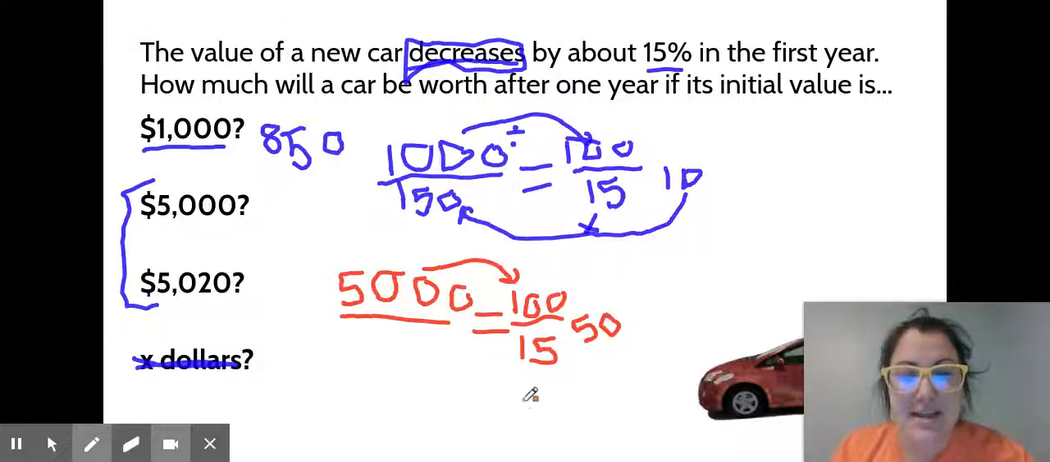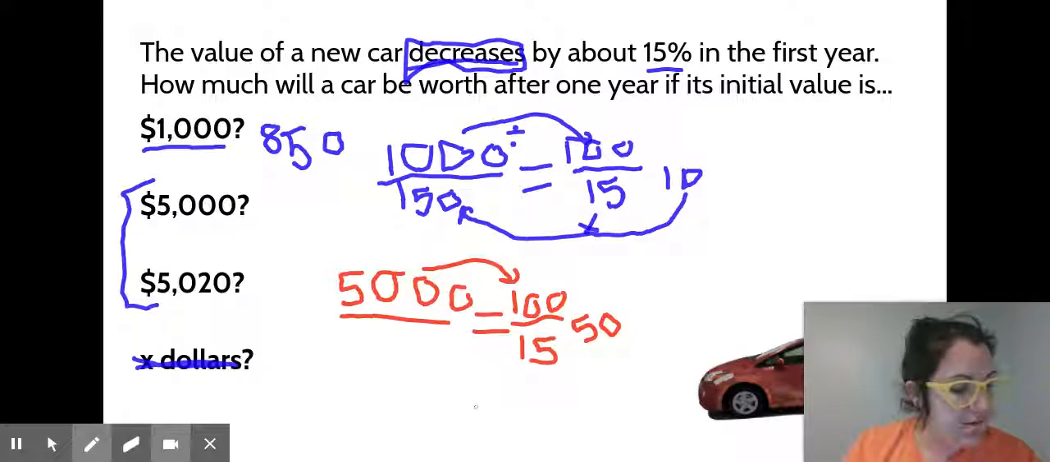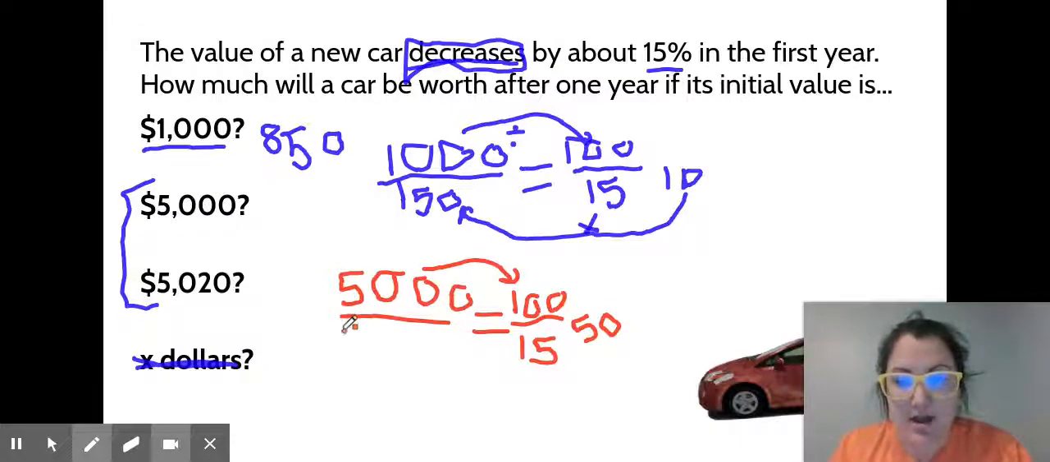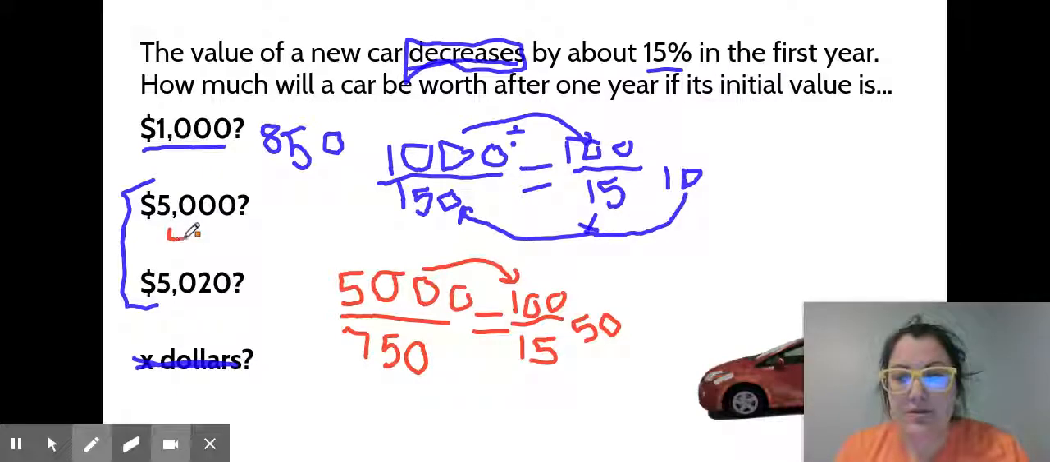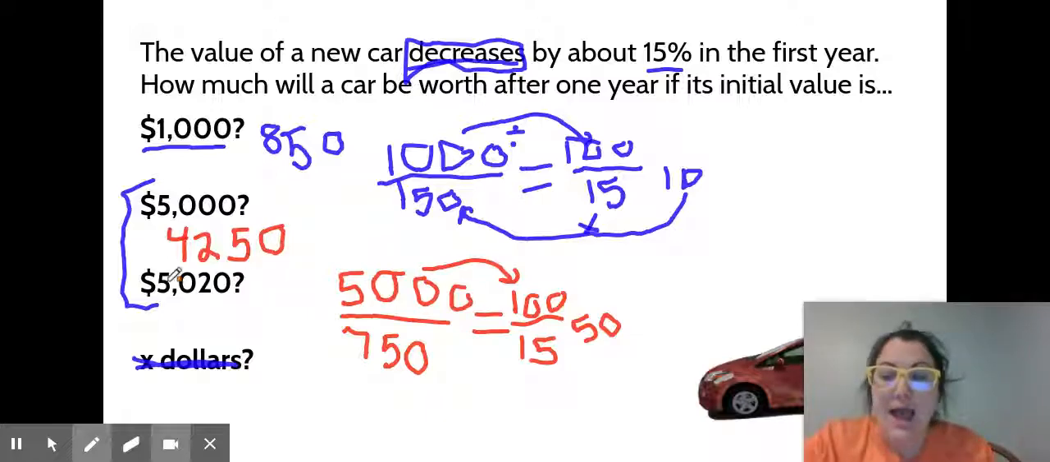And now we're going to do 50 times 15, which is 750. But remember, the key here is that it is decreasing, so we're going to take it away. So we're going to do 5,000 minus 750, and we get 4,250.